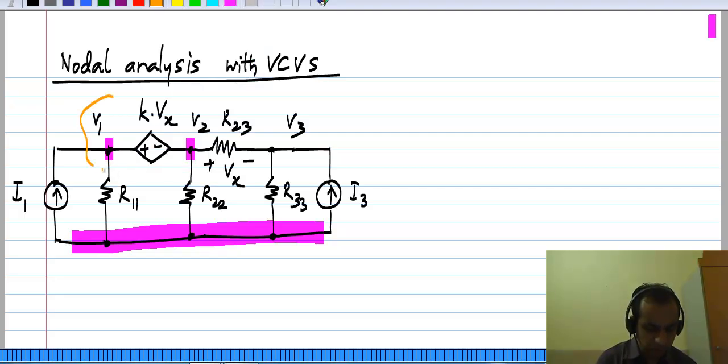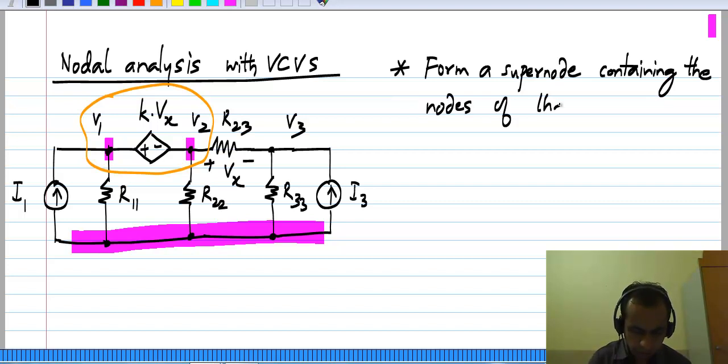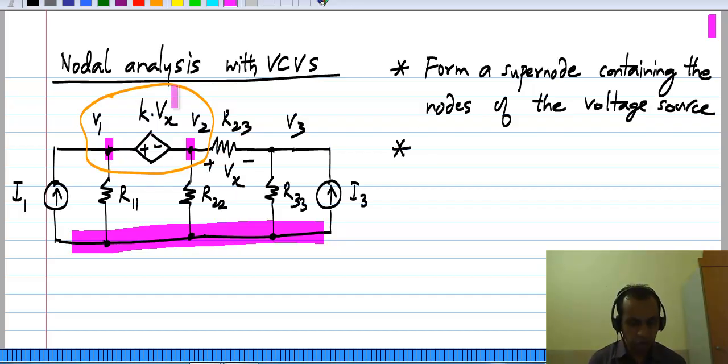So, as before, we form a super node. Form a super node containing the nodes of the voltage source, and for the entire super node you write the KCL equation as usual, and also for the remaining nodes you write the KCL equations as usual.